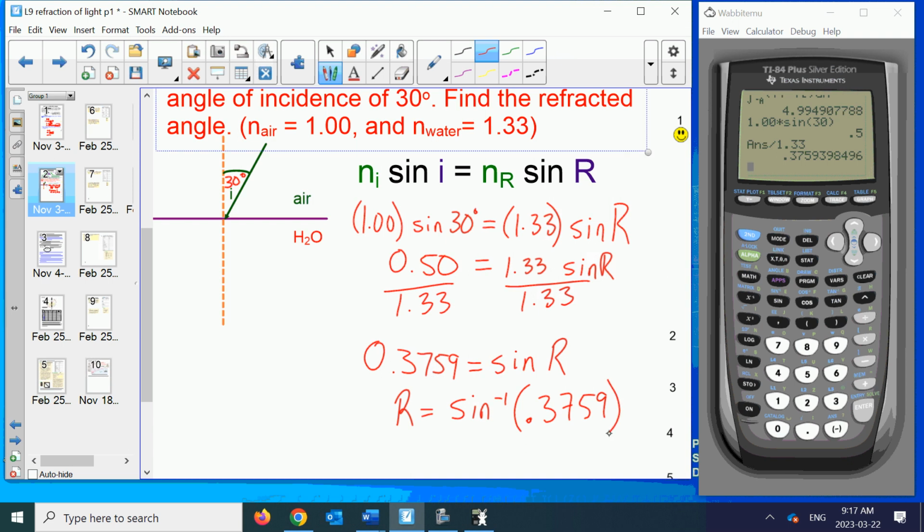Favorite calculators, you know how they work, so you can type it. Second function, sine, should show up as sine negative 1. That means the inverse. It undoes the sine. And I can type in 0.3759. In my case, I'm going to use previous answer. It comes up with 22.1 degrees. I'm only keeping 2 digits though, so 22. I'll put a degree symbol there.